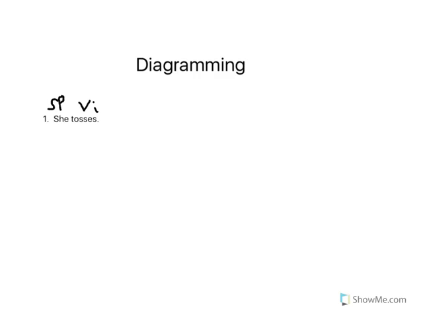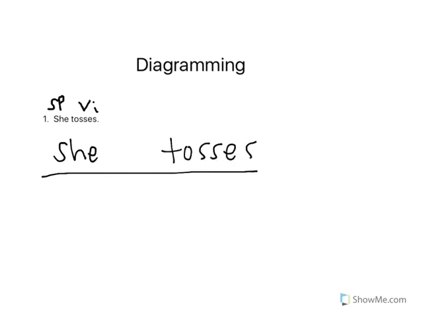So we're going to start by drawing a line for our words to sit on. She tosses. And then we draw a line in between the subject and the verb. It's as simple as that. By drawing it out in this way, we can see the word that goes here is the subject. The word that goes here is the verb. We're always going to use this type of layout when diagramming our sentences.